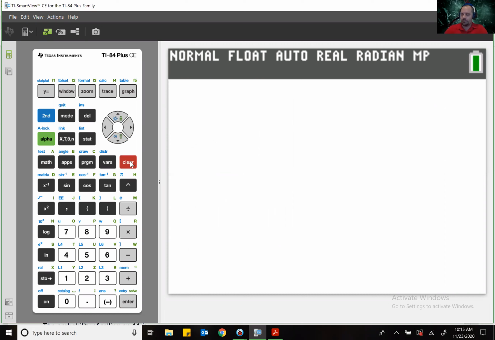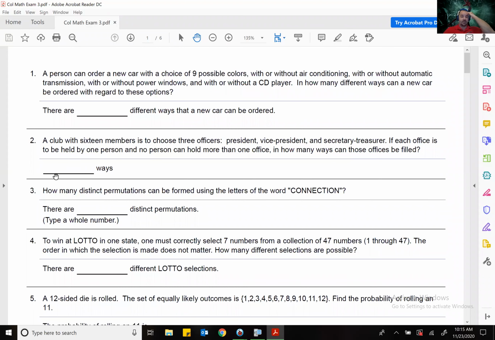All right, so number 3. Number 3 says that they want to know how many distinct permutations, so you know this is a permutation, can be formed using the letters of the word connection. Now, this is one of those permutations where you have duplicates. So I've got 2 C's, I've got 2 O's, I've got 3 N's, and that's it. So this one's a little different.